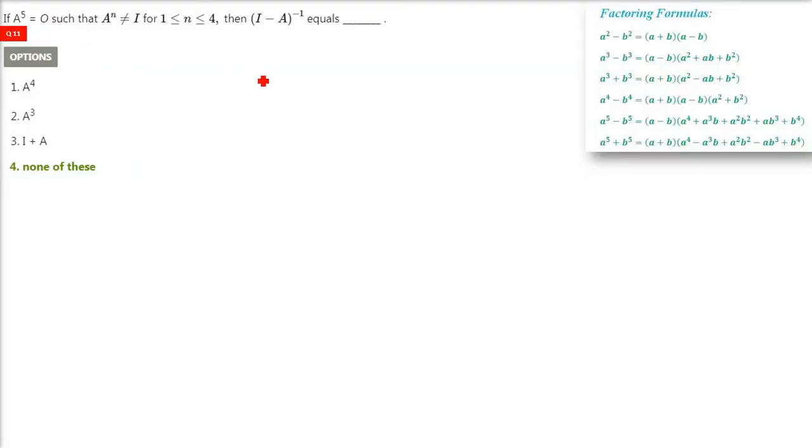Now here we have A raised to 5 is equal to 0, and you can call it a null matrix. Also given is A raised to n is not equal to I, where n ranges from 1 to 4. Then I minus A inverse, what will be the value of that?